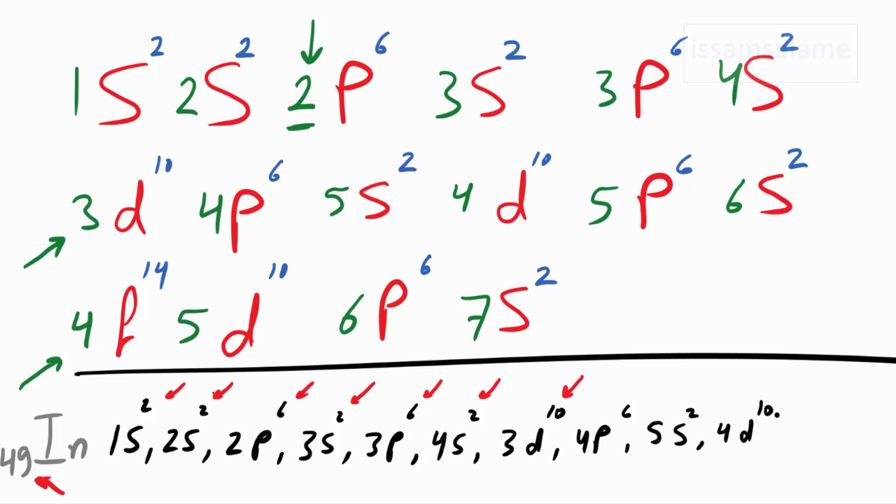Let's count them. Now, as you can see, we have 48. We still need one more. After 4d10, we have 5p. But can we put 5p6? No, we cannot, because we need only 1 to complete the 49, which is the atomic number. So we stop at 5p1.